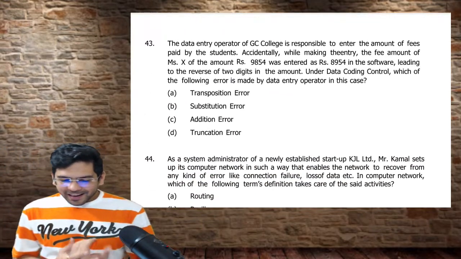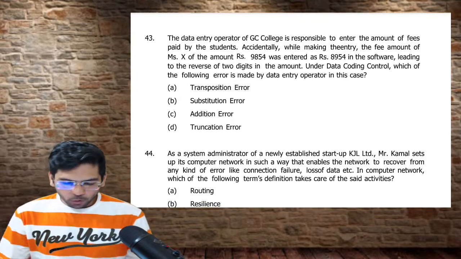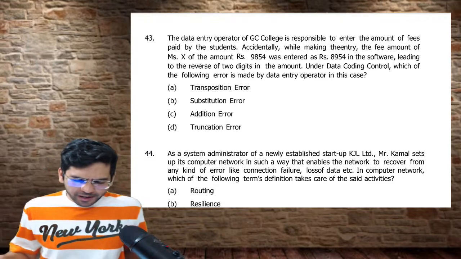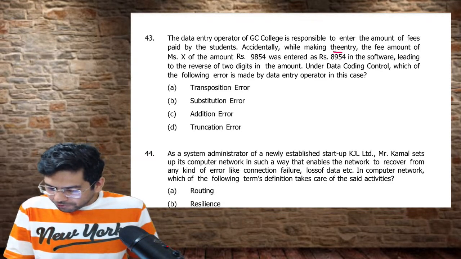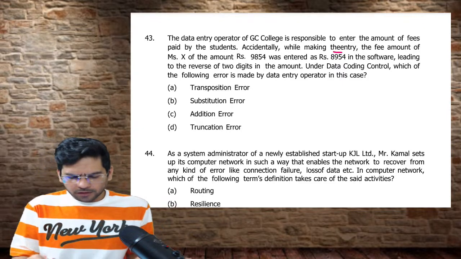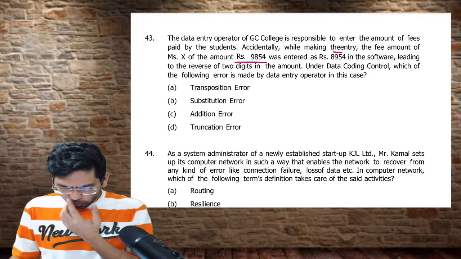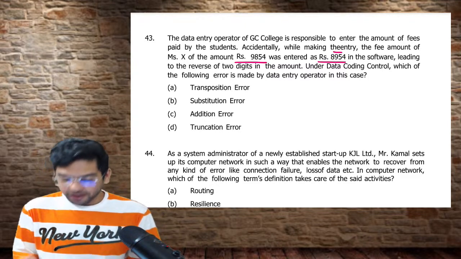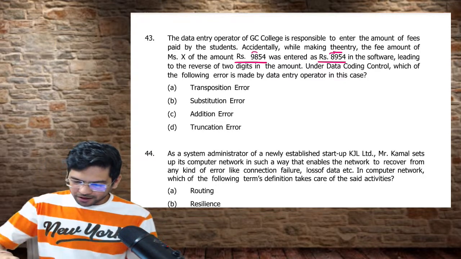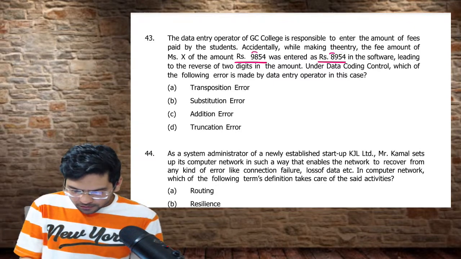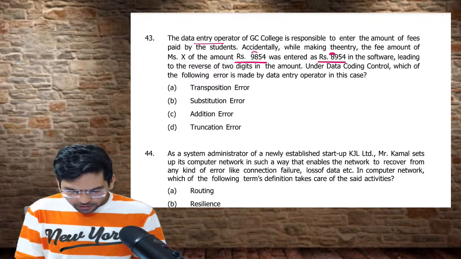The data entry operator of GC college is responsible to enter the amount of fees paid by the student. So there is a data entry operator in a college. Accidentally, while making the entry, the fee amount of Miss X, a student, of rupees 9854 was entered as 8954. So what they have done is, rather than 98, the data entry operator has made 89, leading to a reversal of 2 digits.